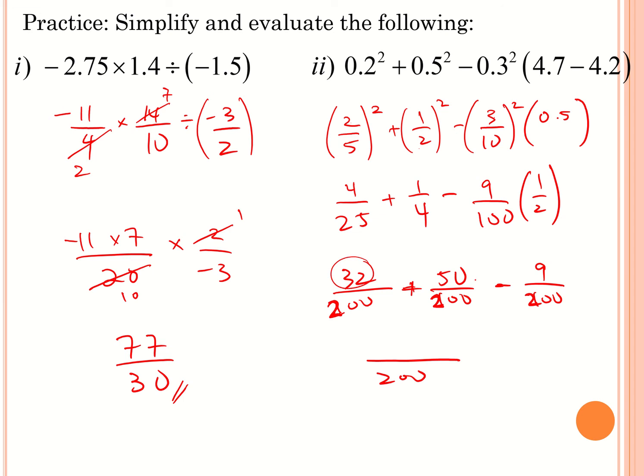32 plus 50 is 82. So 82 minus 9. Okay. So 82 minus 9 will then be 73. Okay, so 73 over 200, and that will be the final answer.